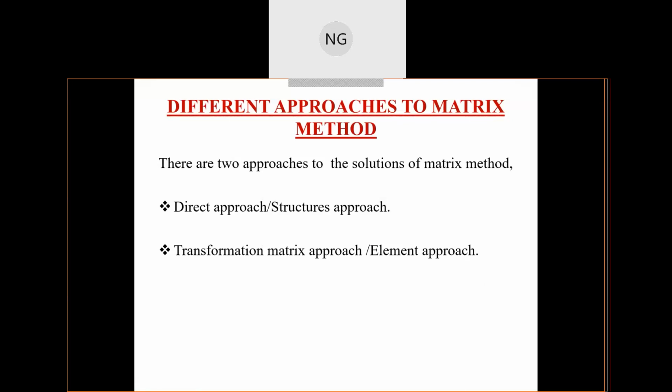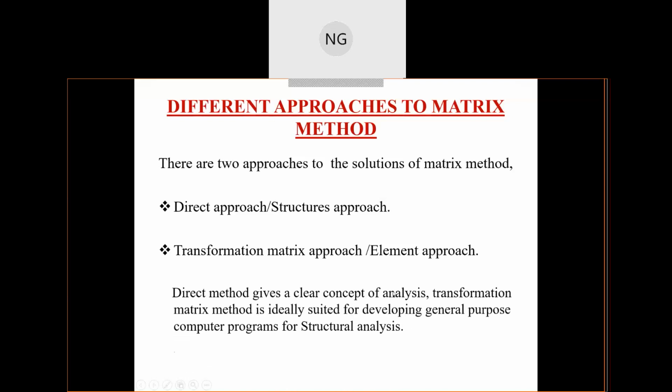In the transformation matrix approach, inverse forms of values will be coming, and also all elements of the member can be calculated. The simplest form is the direct method, and the direct method has a clear concept of analysis. The transformation matrix method is ideally suited for developing a general purpose computer program for structural analysis. Therefore, the direct approach is adopted for solving this.